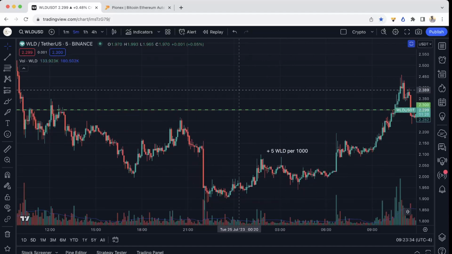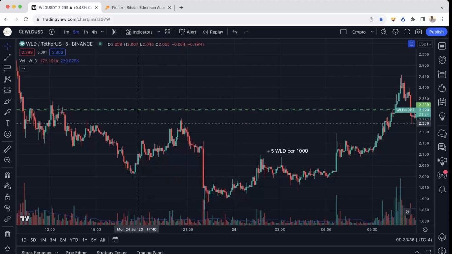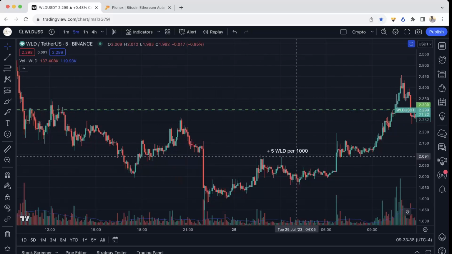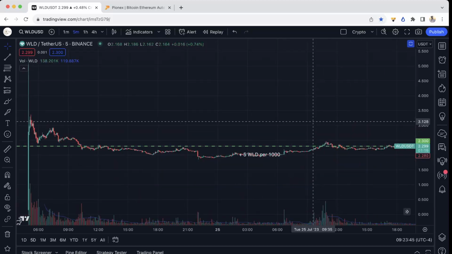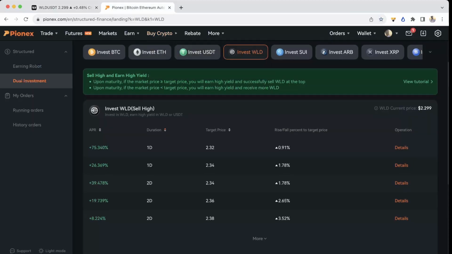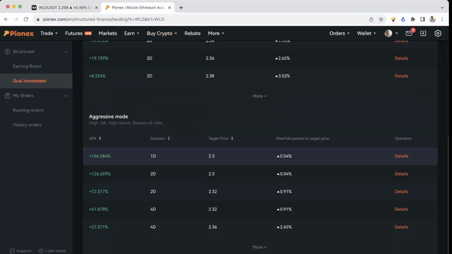Now, what I mean by an anchor is, if we saw what happened here, we invested WLD and we got back more WLD, but now the price is a bit lower. But what we want to do is continue to use 2.3 as an anchor. So what you would do is invest WLD and then put in this one right here, 2.3 again.